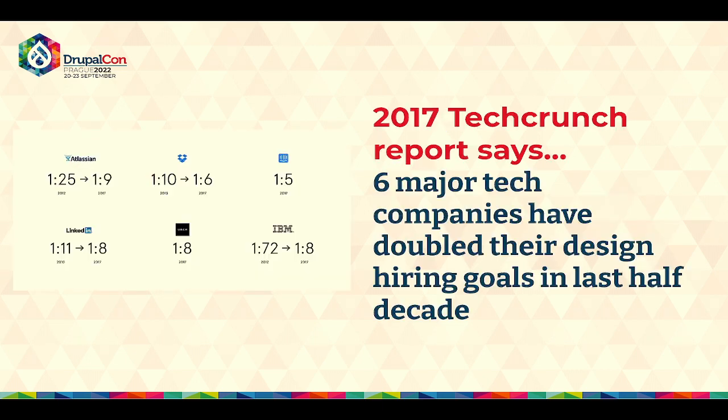And see what TechCrunch said about design. Six major tech companies have doubled their design hiring goals in the last half decade. This half decade is basically from 2012 to 2017. Per developer, Atlassian had 25 developers to only 1 designer. Now in 2017, there are 9 developers per designer. Likewise, Dropbox had 10 developers per designer, now they have 6.